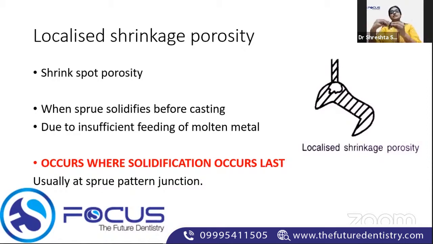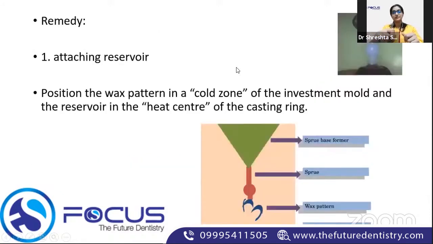So to eliminate this, what happens? We do give something called a reservoir in a sprue. So where does this usually occur? It occurs where the solidification occurs last. So ideally, when you have your crown, this is the place where your sprue is attached. So this is the area where your solidification has to occur last. Now, all the areas after you flow, this is the area which should be solidifying last. But when localized shrinkage porosity happens, this is where it's going to set first. That is how localized shrinkage porosity occurs.